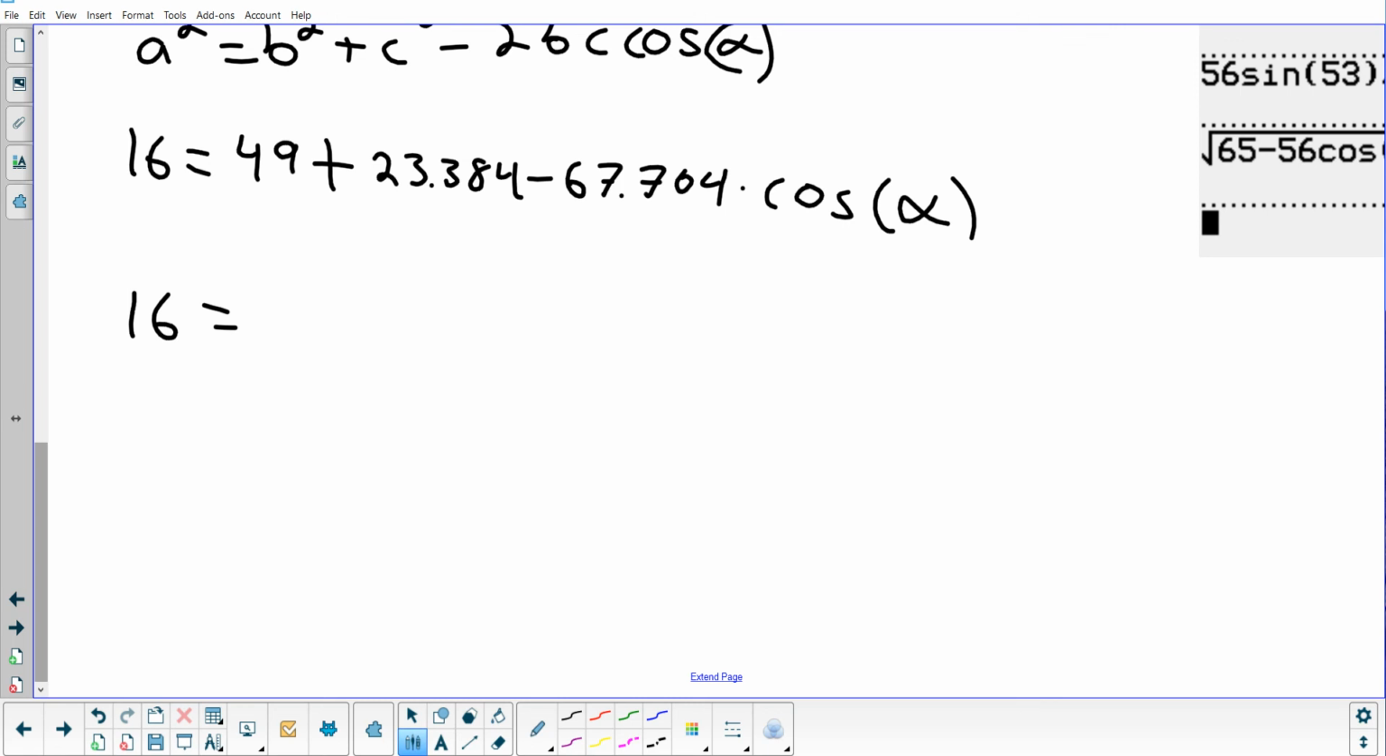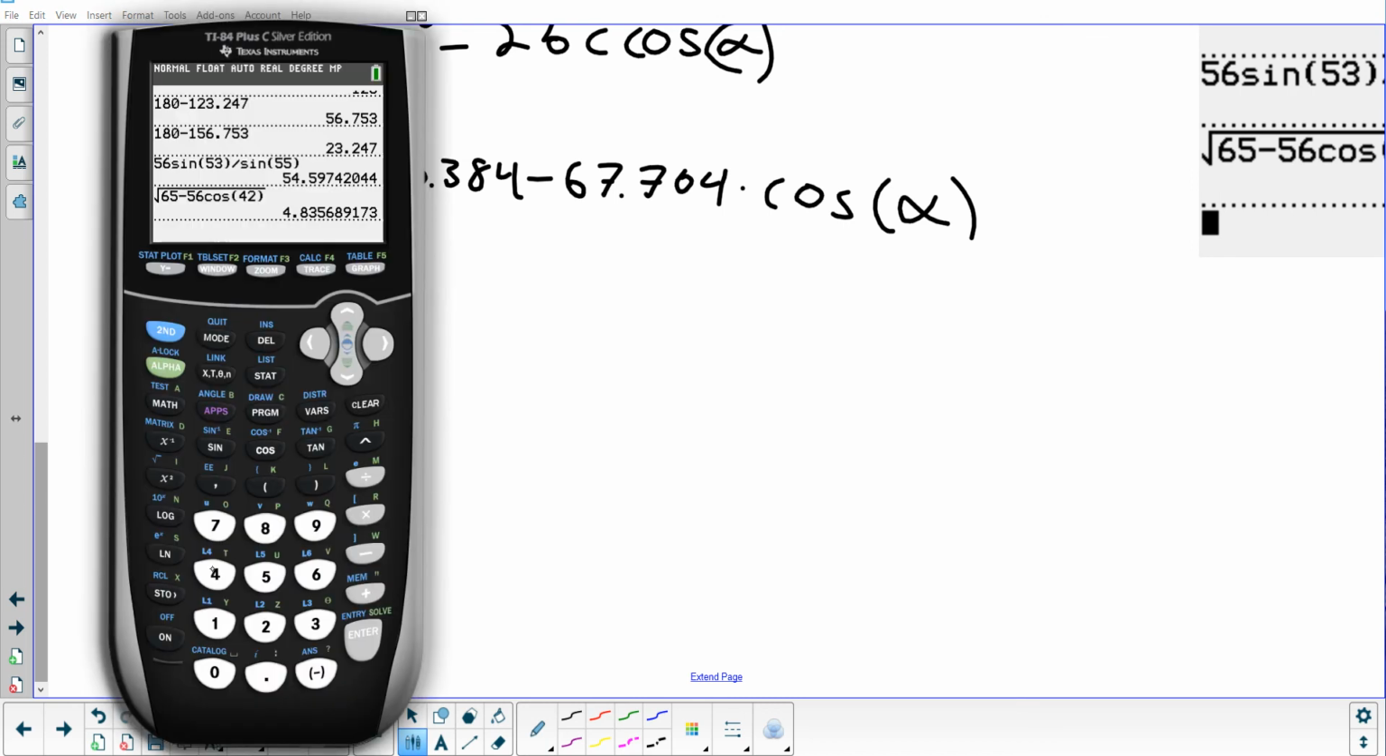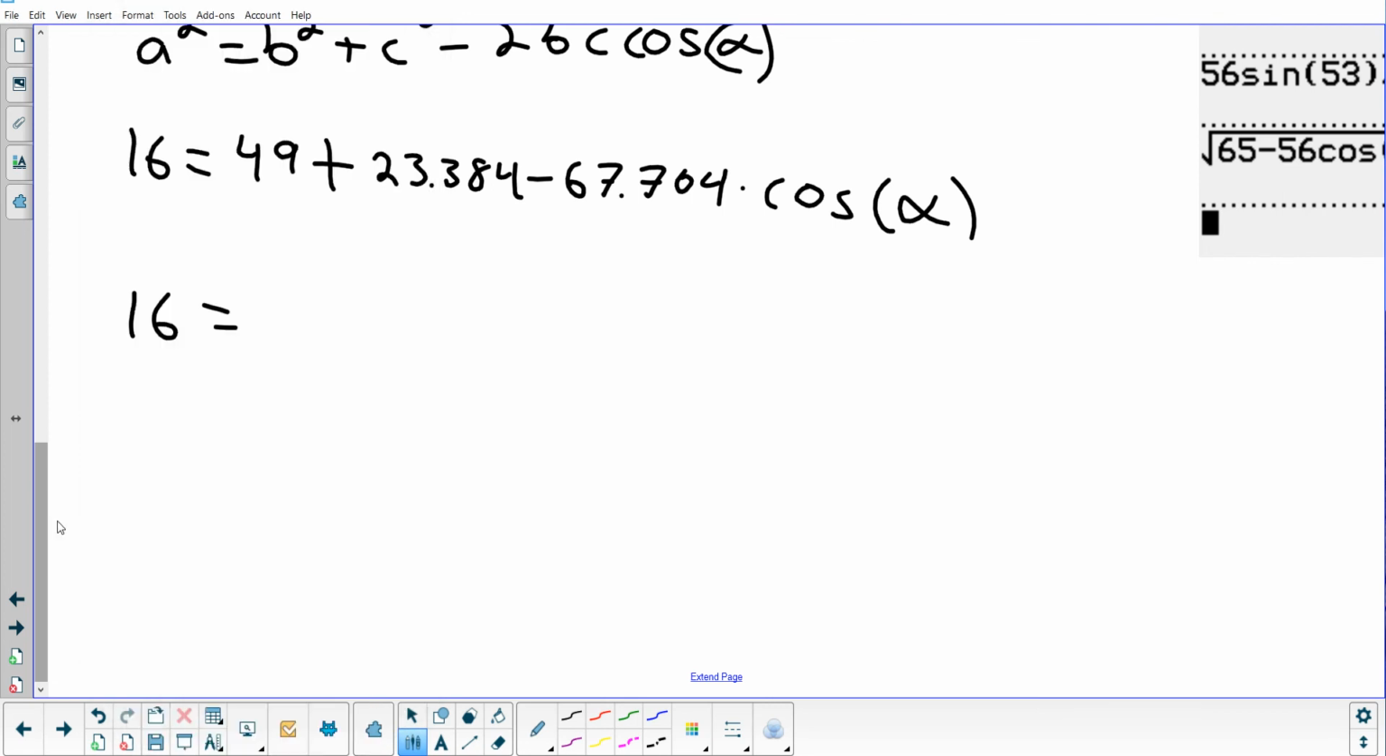All right, so still same question. Anybody see what we can do on the right-hand side first? Yep. Combine like terms. What are your like terms here? There's 2 of them. 49 and 23.384. Yep, the 49 and 23. So when we add those up, we get 72.384.